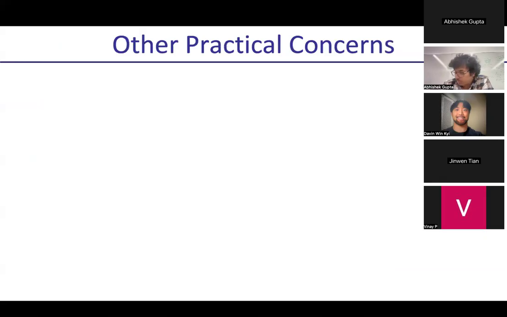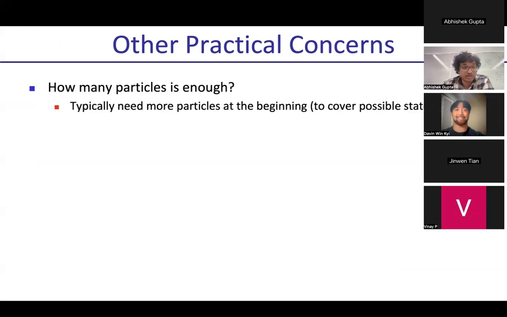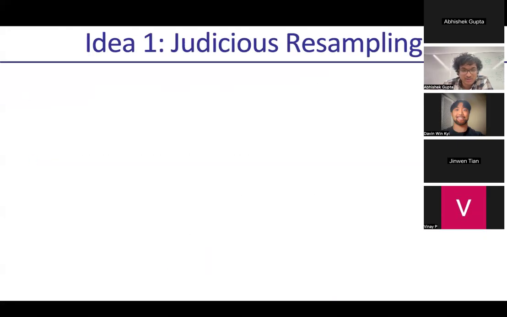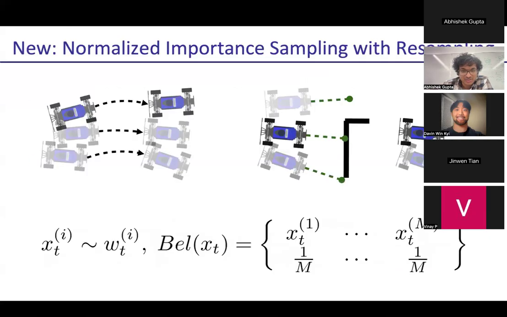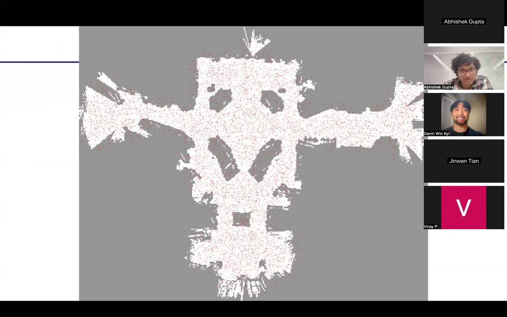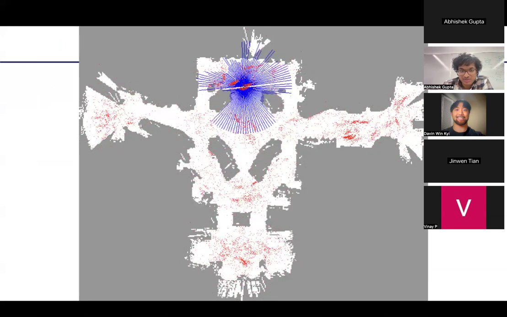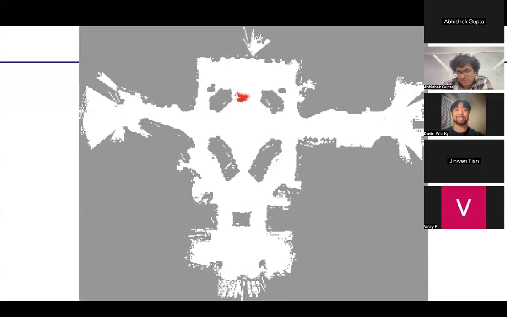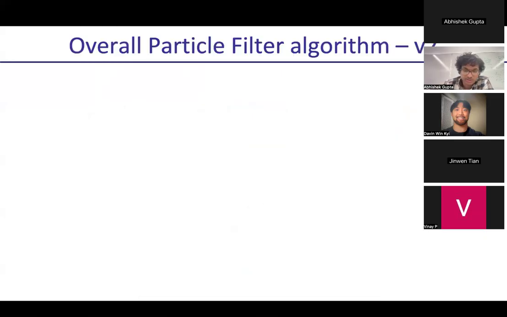Okay. There's a few other practical concerns that come up with particle filters. One of them is saying how many particles is enough, right? Should we sample 10,000 particles? When should we reduce particles? When should we increase particles? And the intuition here is that you typically need more particles at the beginning. So if you go back to our example here, you needed lots of particles in the beginning because you want to cover all the possible places it could be. But you see that it pretty quickly converges to something pretty small. So you probably don't need that many particles to represent a distribution like this, right? So you can reduce the number of particles.